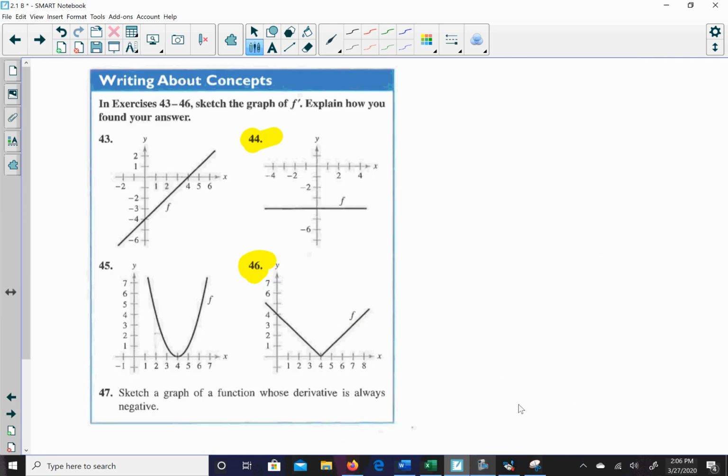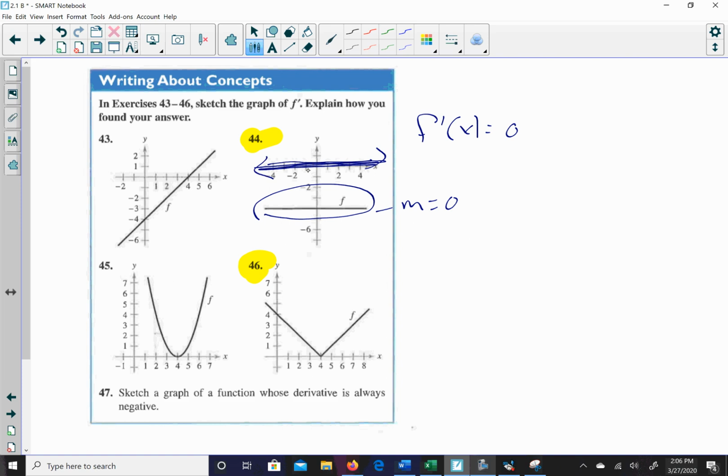In exercises 43 to 46, sketch the graph of the derivative, and explain how you got it. So when I look at this, remember the derivative is the slope of the tangent line, which is the rise over the run at a given point. So when I'm looking at 44, if I asked you what is the slope of this line every single time, you're going to tell me the slope of this line is 0. It's a horizontal line, which means the derivative of this graph is just going to be 0 because the slope is always 0. So the derivative is going to be a horizontal line at 0.